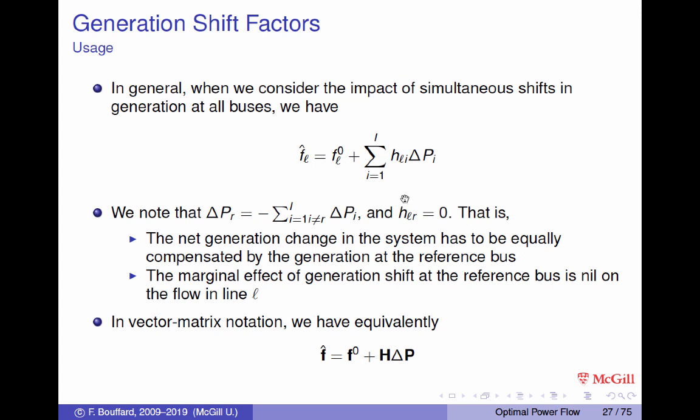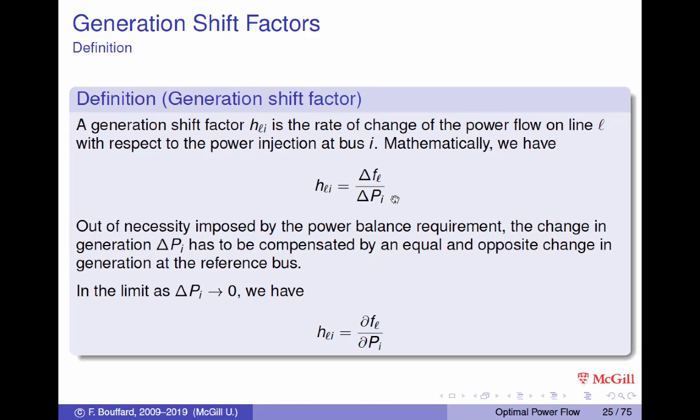And as a result, a very important thing to notice is that the generation shift factor associated to the reference node is always 0. Why? Because again, if we go back to the definition, you could do a test where you inject 1 PU or 1 megawatt at node I, and you see by how much the flow is changed in line L. And the ratio of that change to 1 would give you the value of the shift factor.